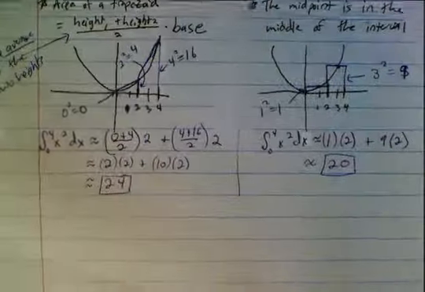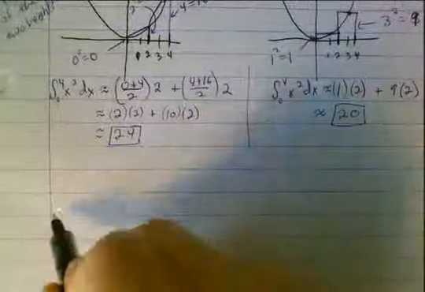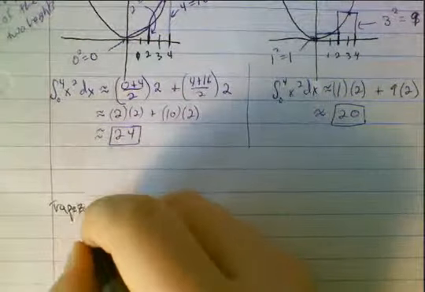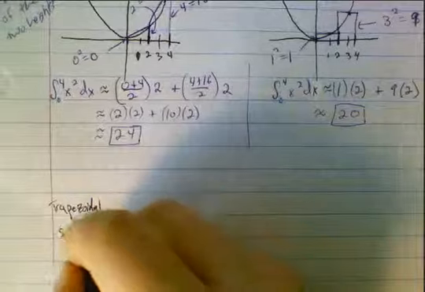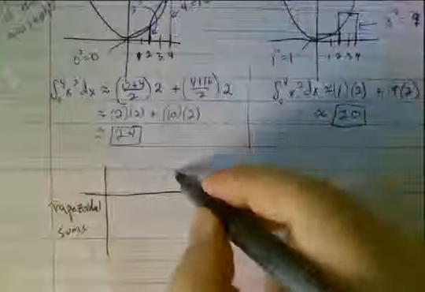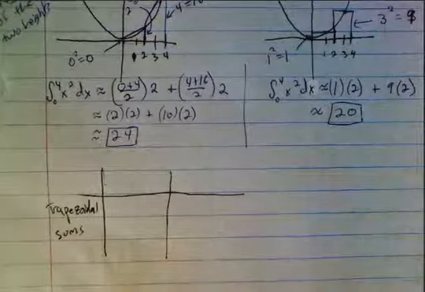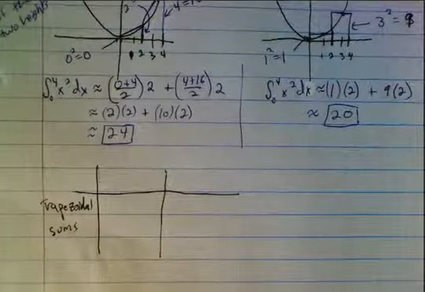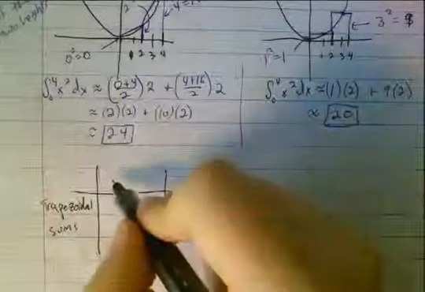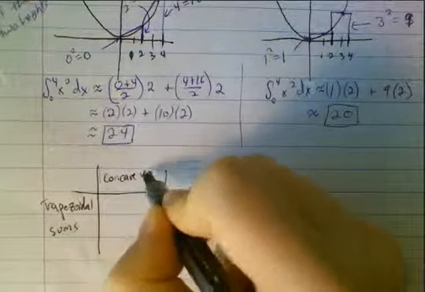There are a couple of characteristics to know. In terms of overestimating versus underestimating, for trapezoidal sums, again, it overestimates versus underestimates in different conditions. But instead of being overestimating or underestimating based on whether the function is increasing or decreasing, the trapezoidal sum behaves differently based on whether the function is concave up or concave down.